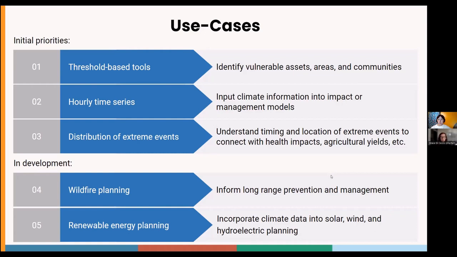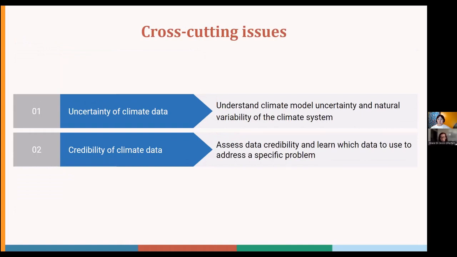And then we also hope to eventually address important questions about wildfire planning and to inform long-range prevention and management, and then supporting the state's goals for zero carbon energy, and thinking about how climate change will impact solar and wind generation. And then through this, we've also identified what we call cross-cutting issues, where all of the different use cases that people have may touch some aspect of this.